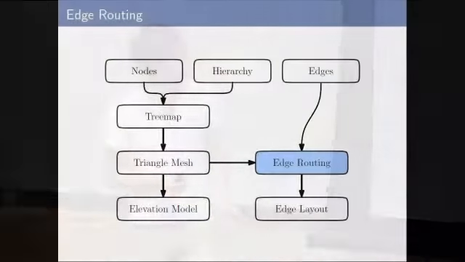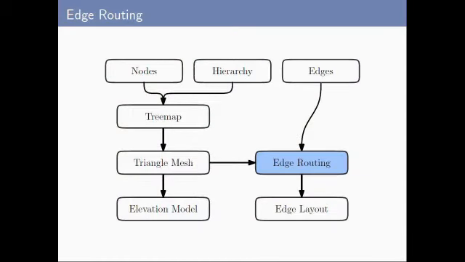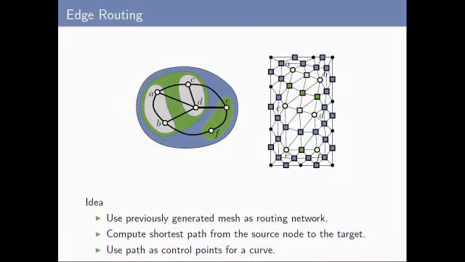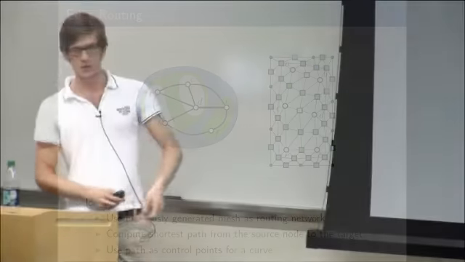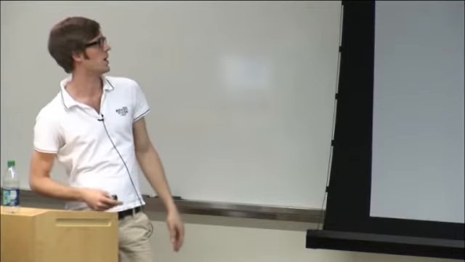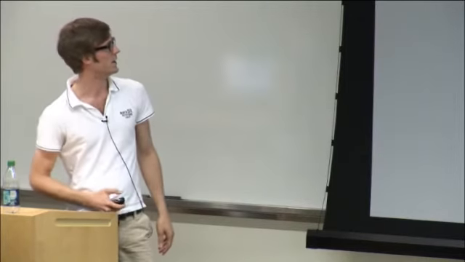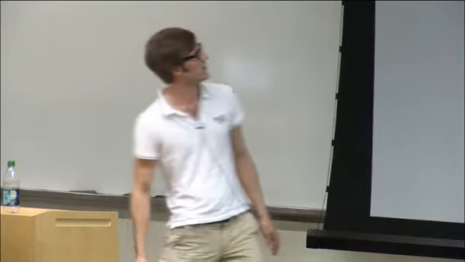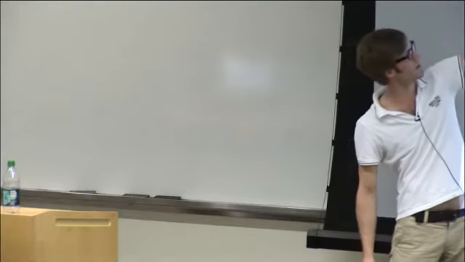Okay, so what is missing? The edges are missing, and the idea is straightforward now. What we can do is use the mesh that describes the landscape as a routing network for some shortest path based edge router. For those who don't know about that, it's very simple.